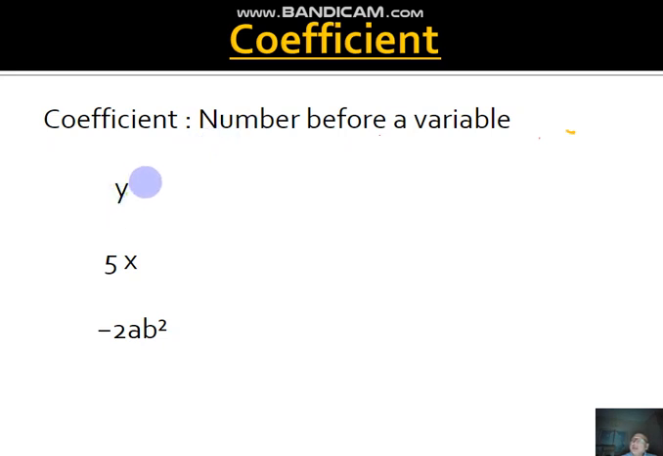What is the coefficient of y? When I say 5, it means 1 times 5. That means I can write y as 1 times y, which gives me y. And the number in front of the variable here is 1. You have 5x here. What is the coefficient of x? It is 5. It's the number in front of the variable. You have negative 2ab squared. What is the coefficient of ab squared? It is negative 2.